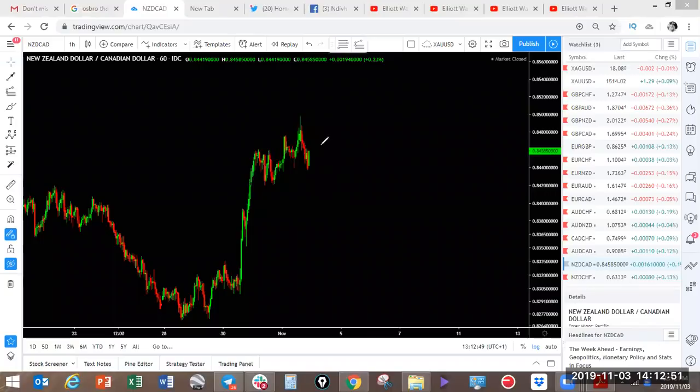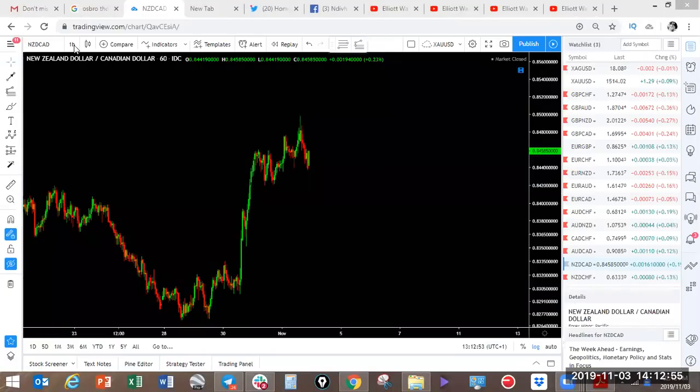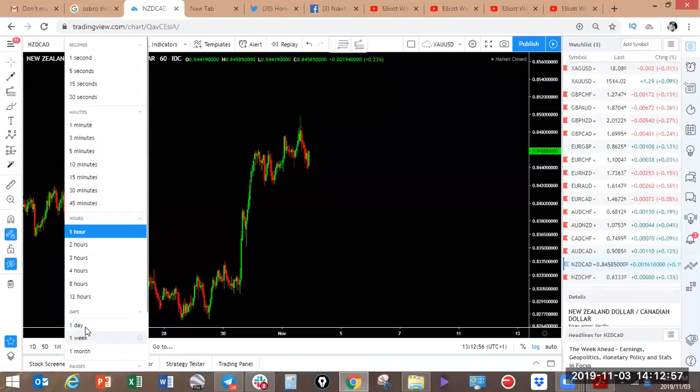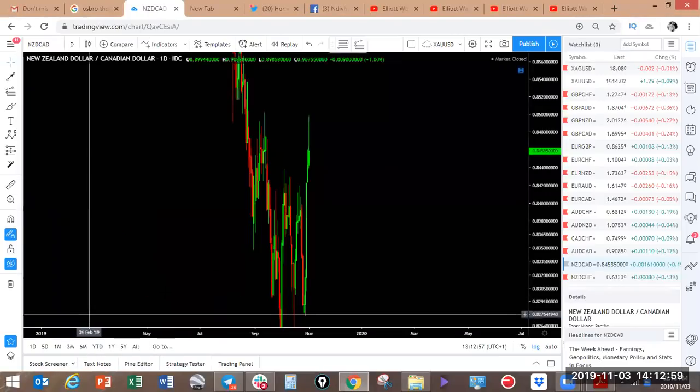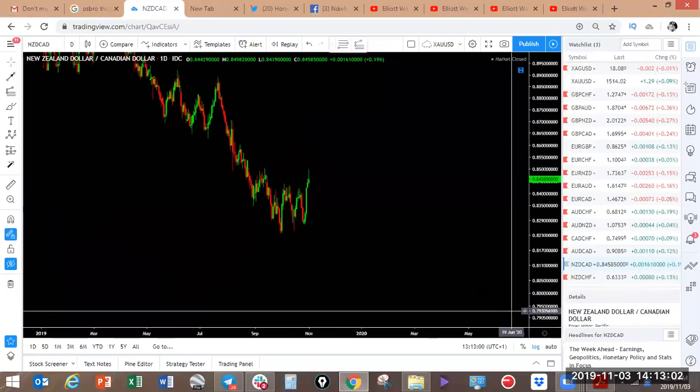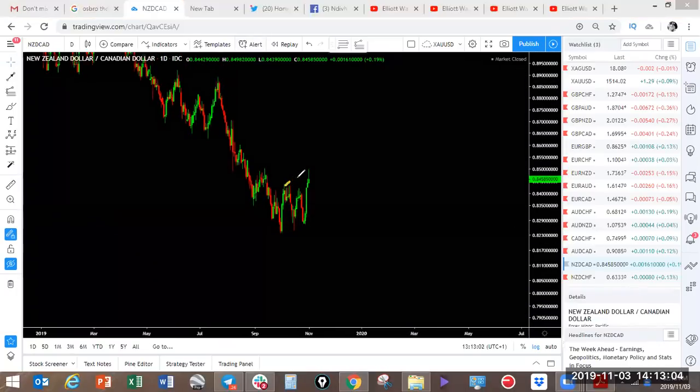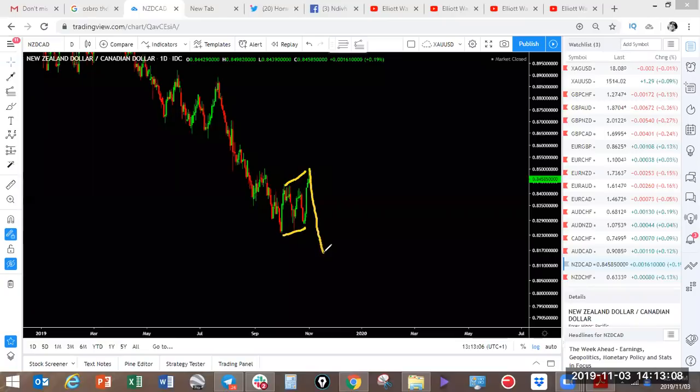I'm going to do a bit of a detailed analysis of the New Zealand CAD because this one is an interesting pair. It is at a critical level on, let's go on the daily. On the daily, if we see any reversal, that's fine. This one is only going to come down here and we're going to go all the way.